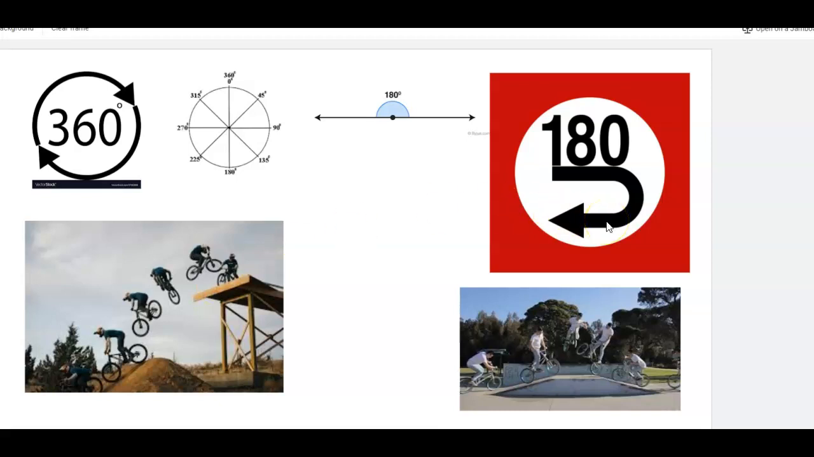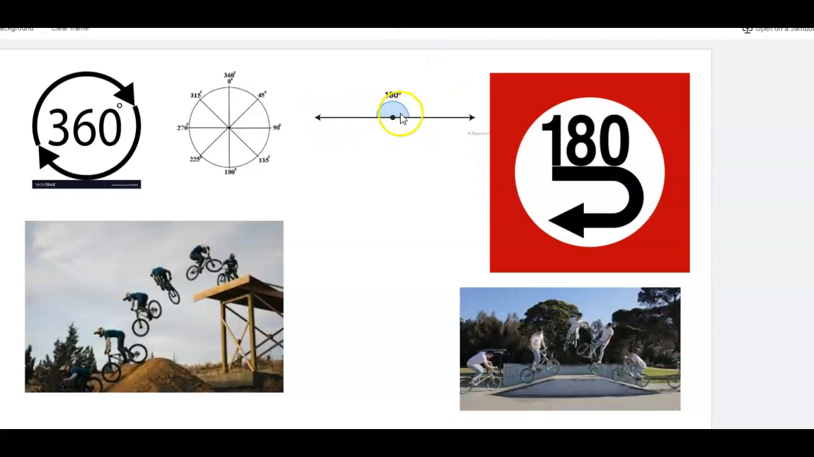180 degrees, on the other hand, is half a turn, right? So you're facing forward, and then you do a half a turn, so you're facing backwards. So you can see this biker, he's facing forward, he goes up on the jump, he spins halfway around, and he lands backwards, right? So 360 all the way around, starting one place and then finishing in the same place. And then 180 degrees is starting facing one way and then finishing in the opposite direction, right?